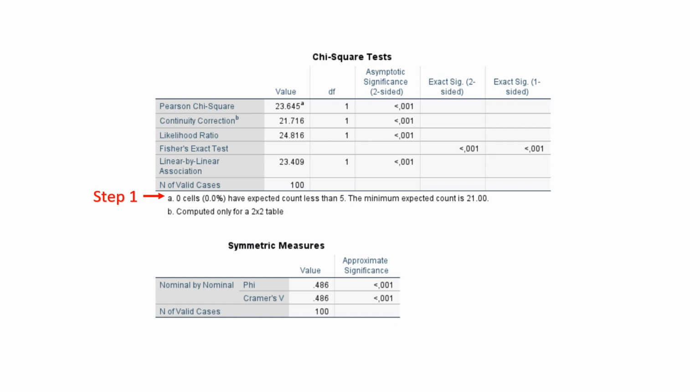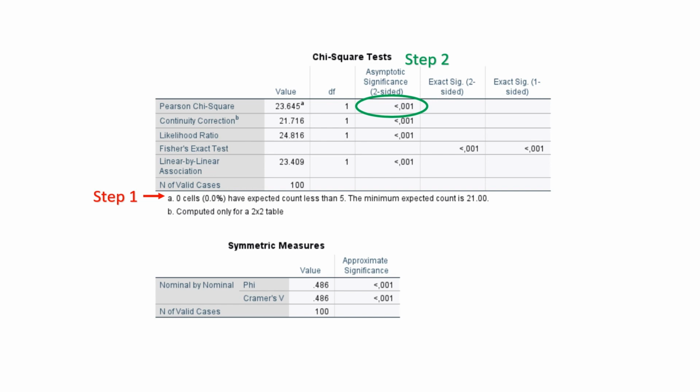Let's go on a hunt for our important numbers. Step 1. Does our expected cell count have any violations? No? Great! Step 2. Let's find our p-value. Bam! There it is. Less than 0.001. Lovely. Super significant. We can be very sure there's a difference between our coffee group and our tea group.